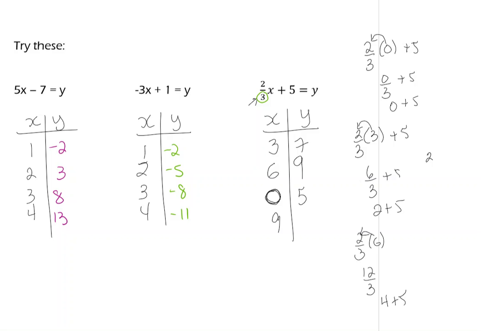Now, many of you probably chose 9, and I think that's a great choice. Let's just do a quick check. That is going to give you 18 divided by 3, so we've got 6 plus 5, which is 11. So again, you've got 4 points that you can put on a grid and connect together to be able to see what the picture looks like.